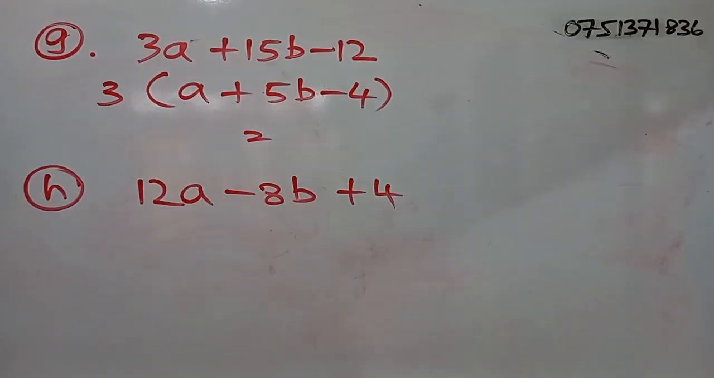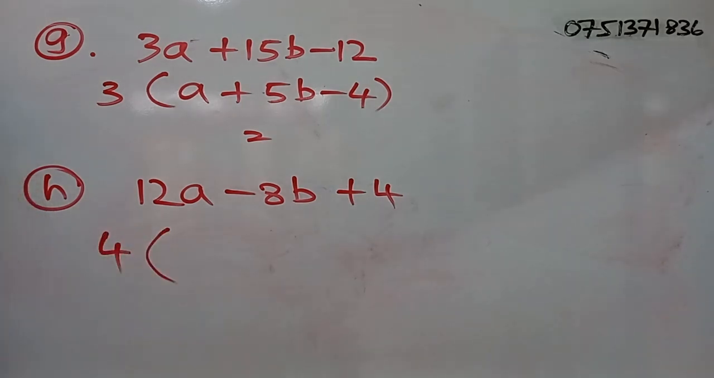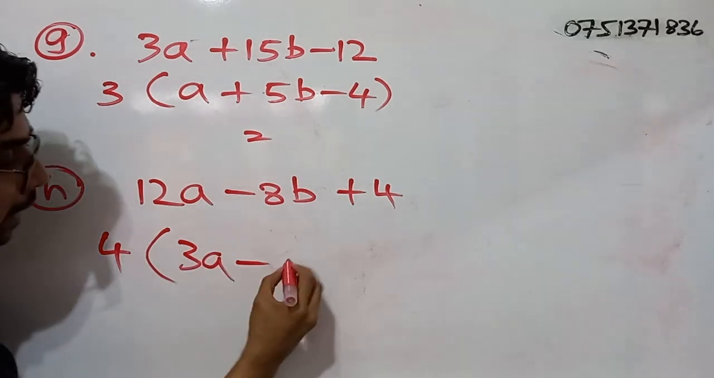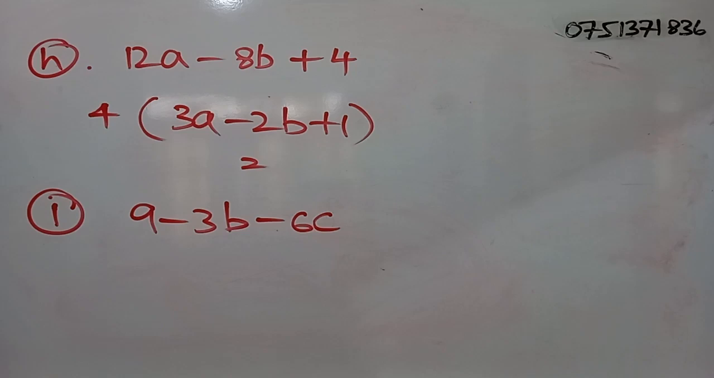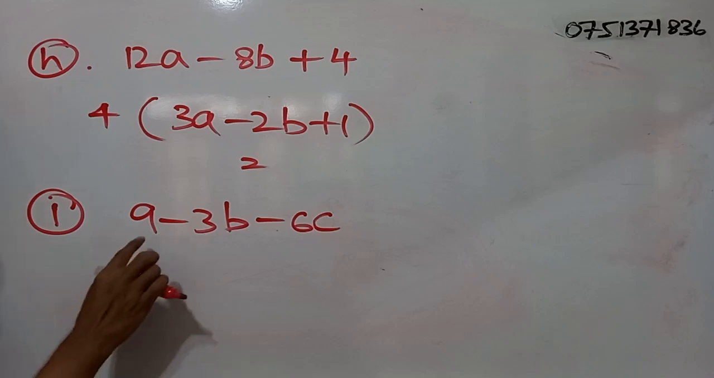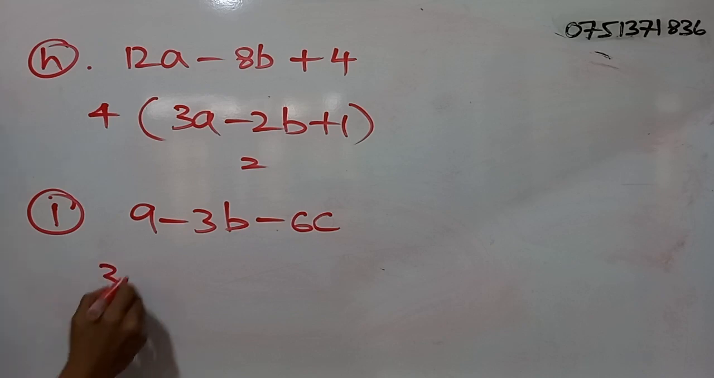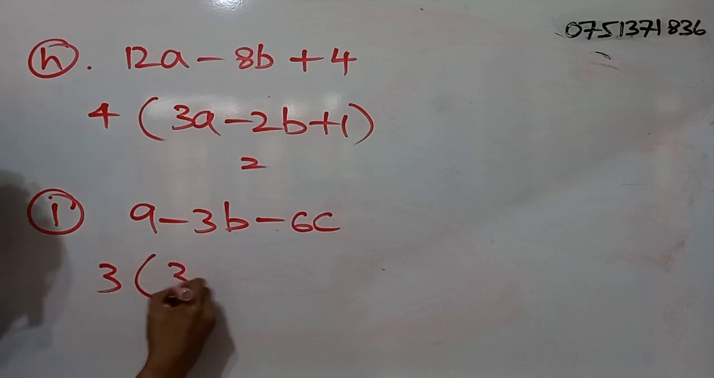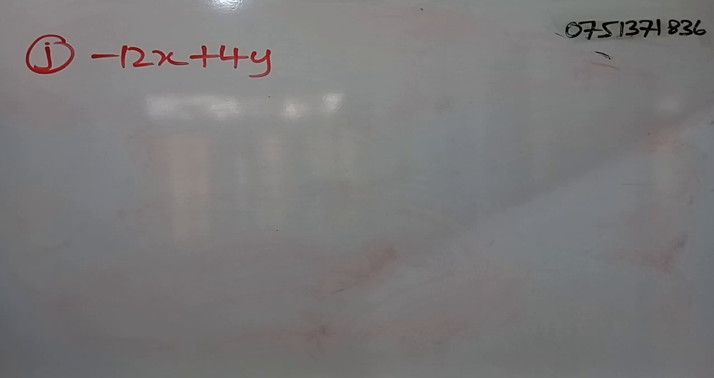Simple H. Here also we have 3 terms. So what will be the common factor? So it will be 4. What goes inside the brackets? 3a minus 2b plus 1. Right, simple I. So here also we have 3 terms. So what will be the common factor? 3. So what goes inside? 3 minus b minus 2c.